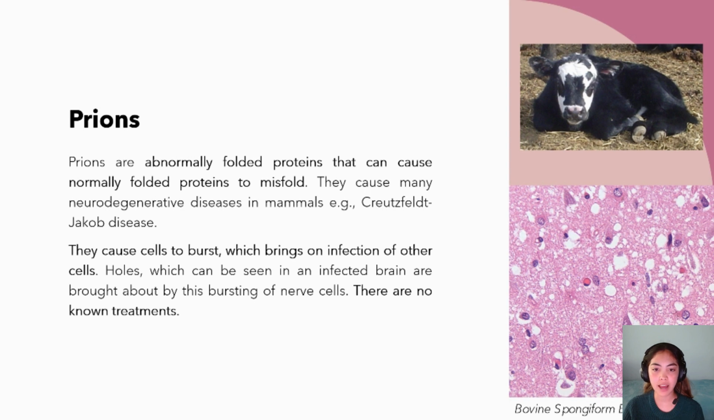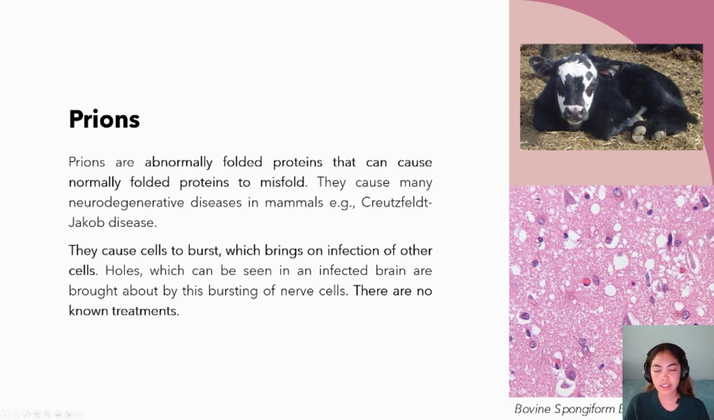What happens is that when these prions cause your proteins to misfold, once it gets into your brain, it actually starts bursting all of your nerve cells, and you start getting holes in your brain, and your brain actually becomes quite spongy and soft. So you can see in this picture over here, we've got these holes, and that is caused by the prions bursting those nerve cells.